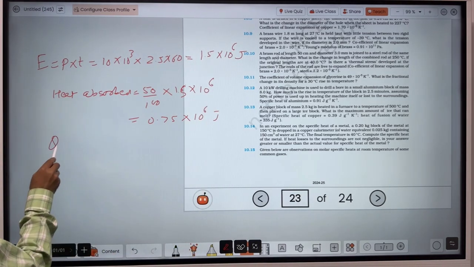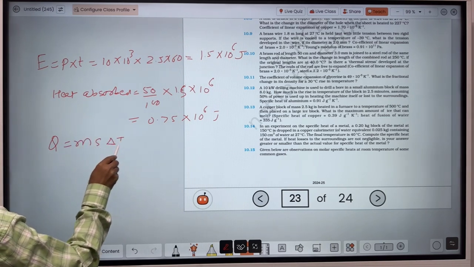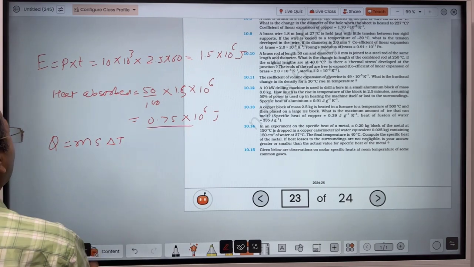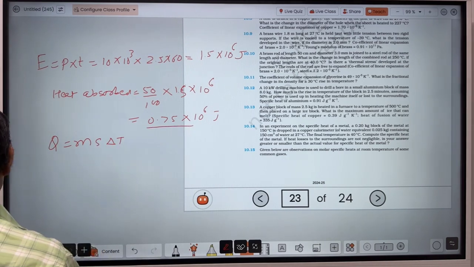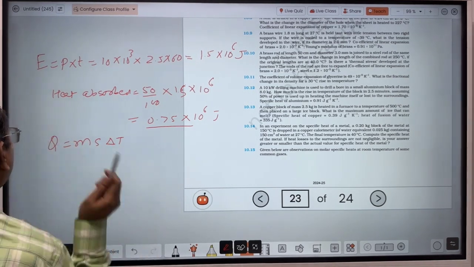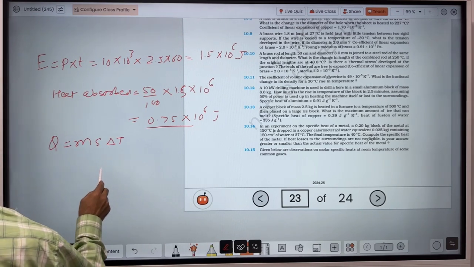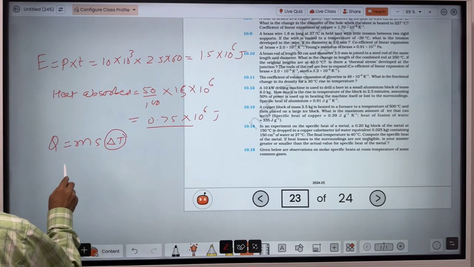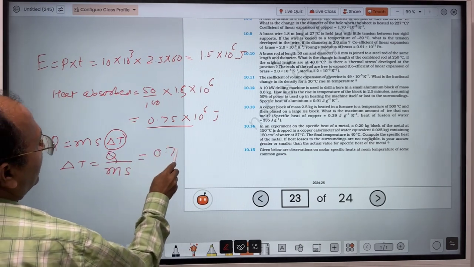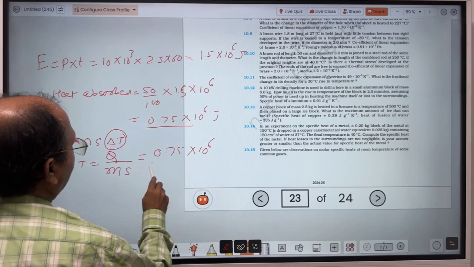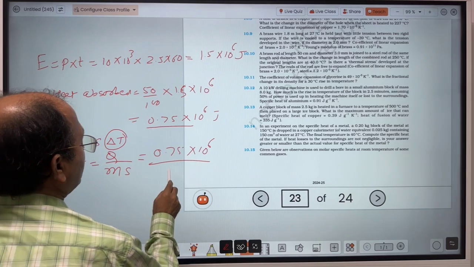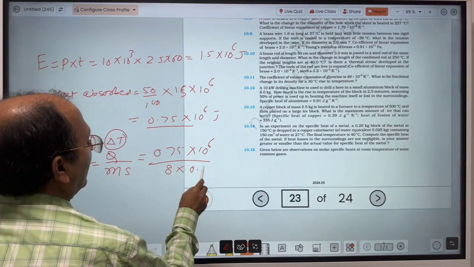Now we can apply formula Q equal to m s delta T, right? So in place of Q we have this much, and mass is given in our question, and specific heat is also given. So let's put the values. Our concern is to get delta T. So delta T we can evaluate from here. Delta T will be equal to Q upon m s. Q is 0.75 into 10 to the power 6 divided by mass. So mass is 8 kg and the specific heat is 0.91.